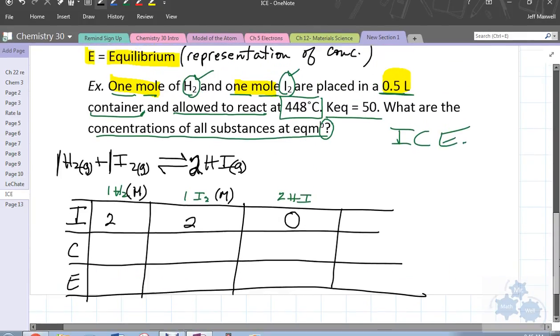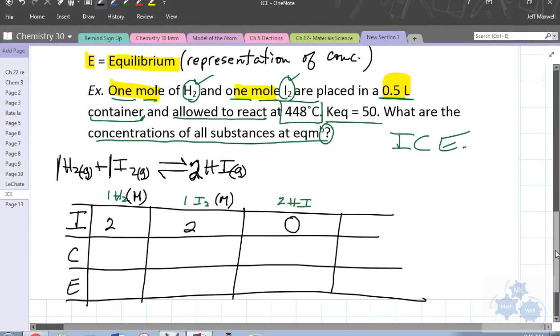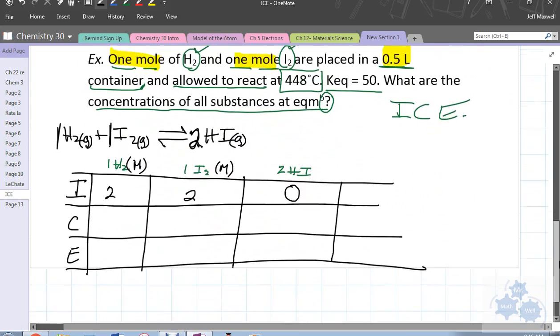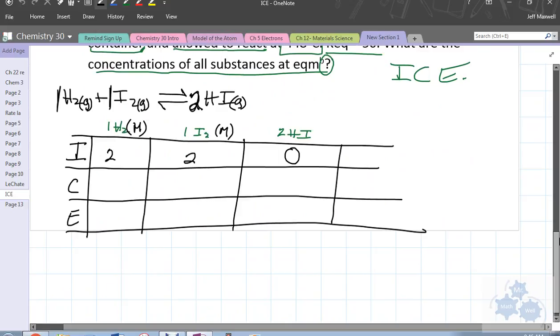I'm going to finish this ICE chart in the next video, and we'll finish the steps next class. So look for video number 2, ICE chart number 2.